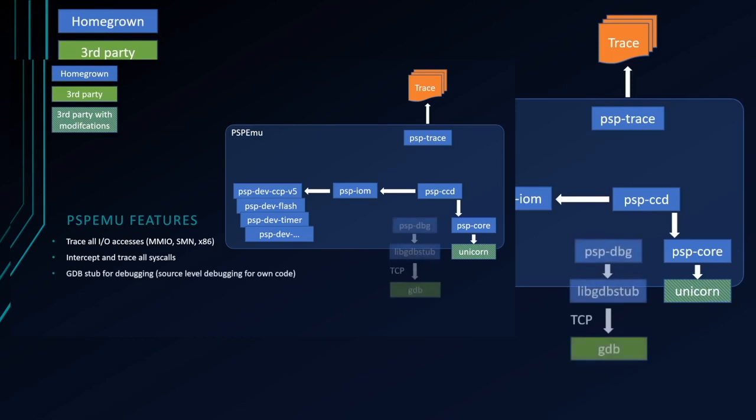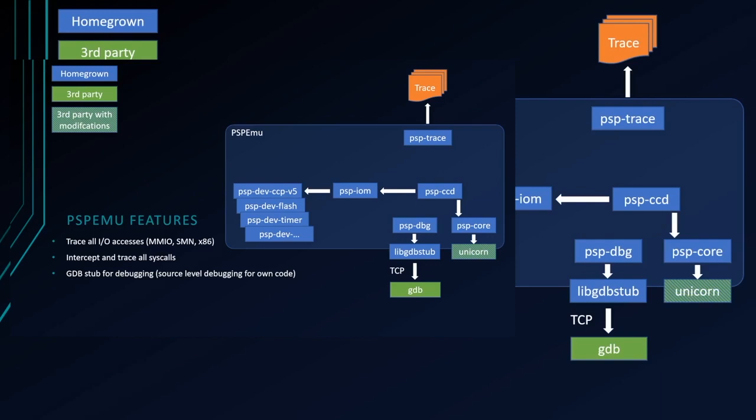And our debugging component is based upon our own libgdb stub, so you can debug the firmware with GDB or even IDA Pro, for example. And if you have written your own code, you also get source-level debugging for free. We've used that to debug certain parts of our stub and for debugging the exploit, for example.